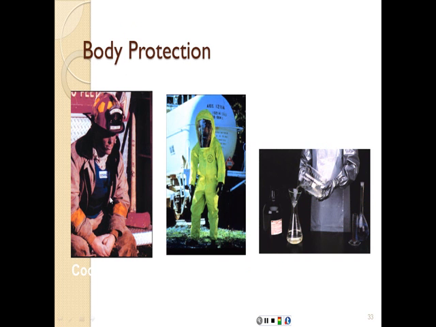Here are different examples. So here we have the jacket, here we have the full body suit that may even protect from radiation, and here we have the apron, together with the gloves, of course.